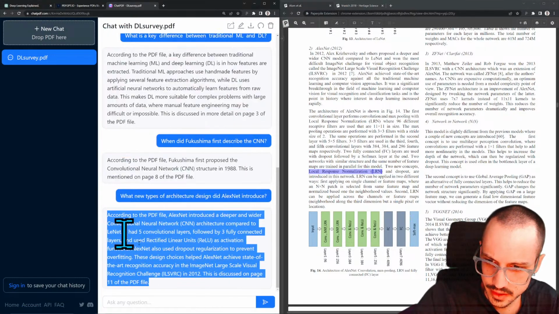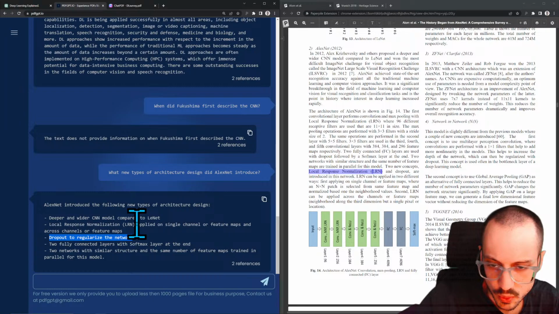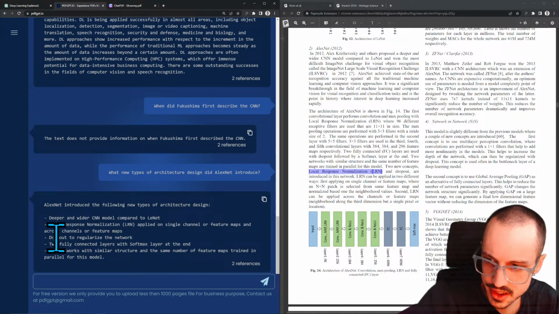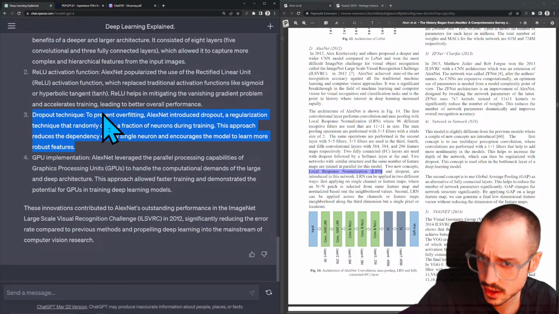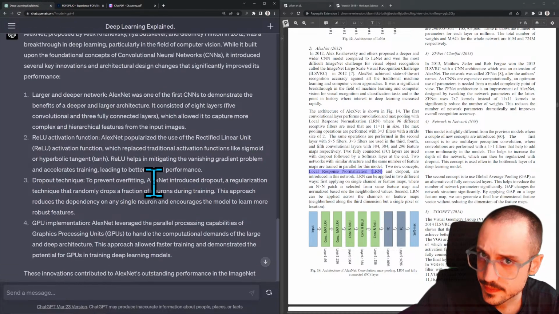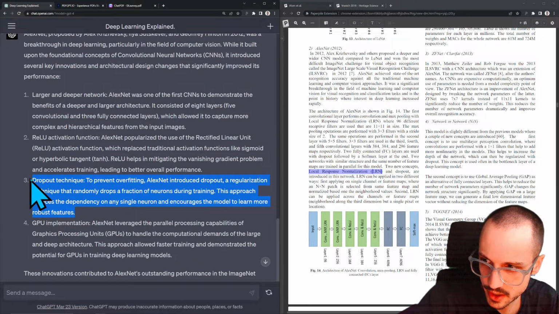So you see, ChatPDF is maybe a little bit more succinct. This one, PDF-GPT, seems a little bit more wordy, but both of them got the dropout. PDF-GPT got the local response normalization. ChatPDF did not get the local response normalization, and neither did GPT-4, but GPT-4 did get the dropout.